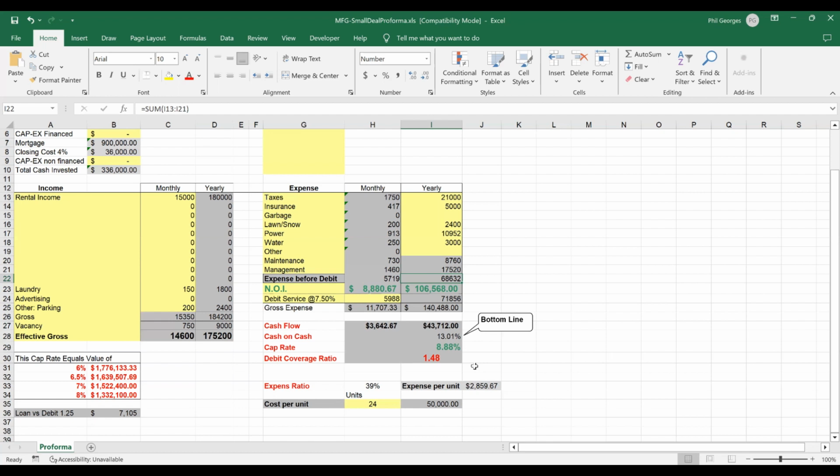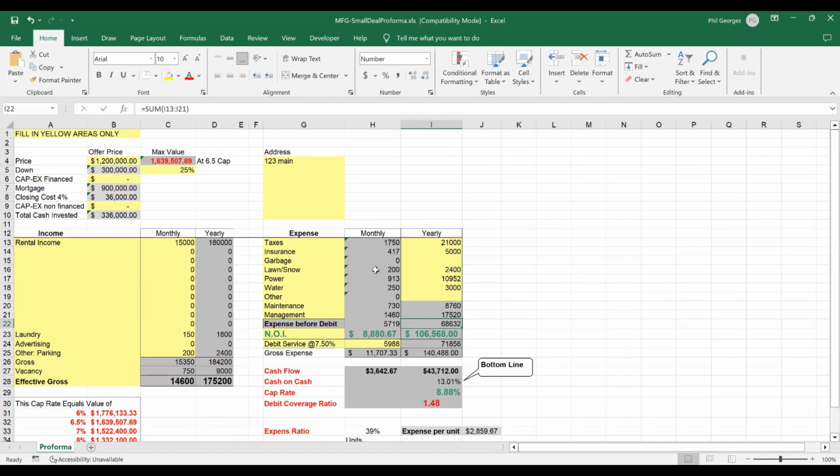And then you have your debt coverage ratio. So this will be a very financeable deal because it's way higher than 1.25. And as you come down, it gives you the expense ratio of the property. As you can see, it's 39%, which is probably fair for a small deal, because small deals generally don't have as much ongoing maintenance as other deals. It gives you the expense per unit, and it also gives you the cost per unit. You had 24 units at 50,000 per unit based on the purchase price.